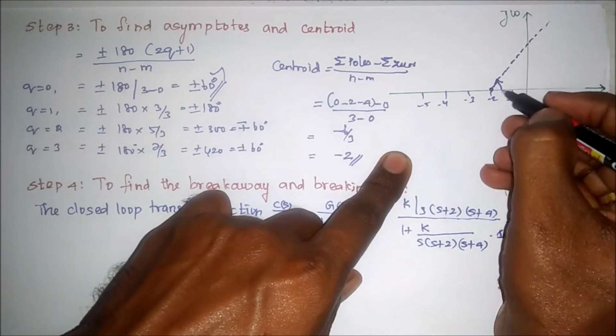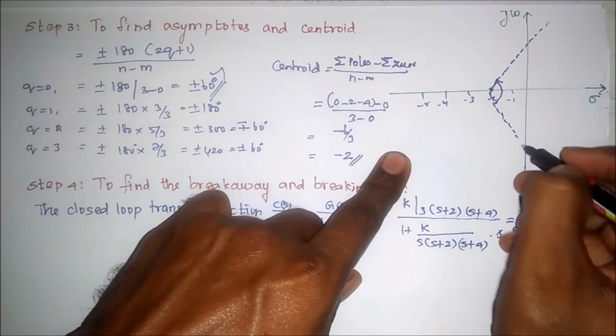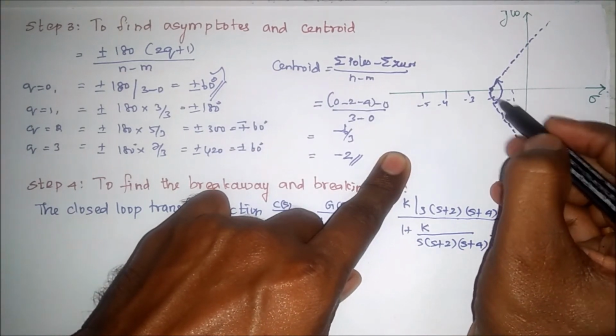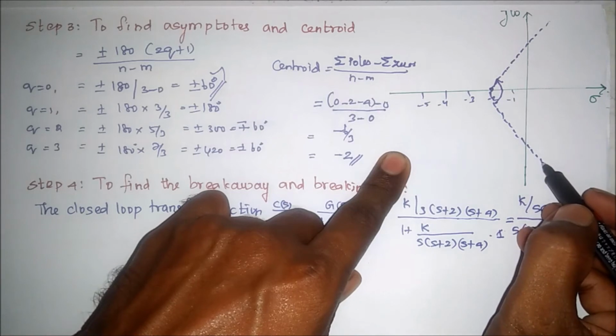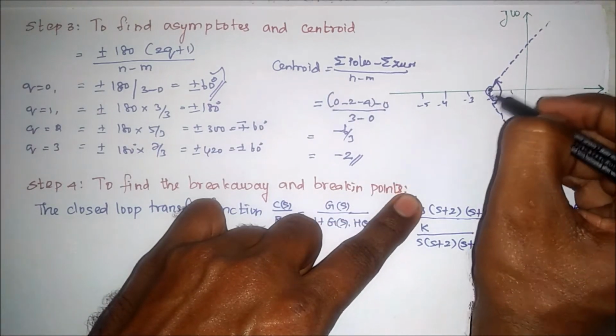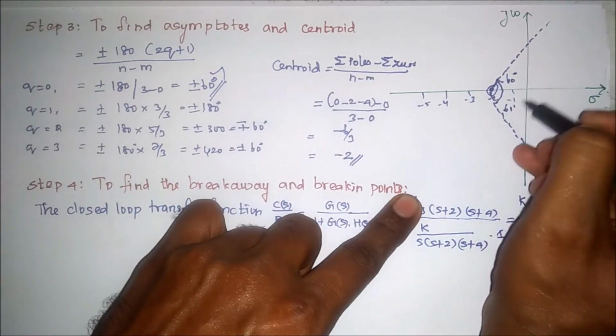Then similarly minus 60 degrees will come on the bottom side. So by using a scale and protractor, we have to exactly mark 60 degrees. Then we have to draw the dotted line. So these are the asymptotes. Its centroid is minus 2. The angles of asymptotes are plus 60 and minus 60.